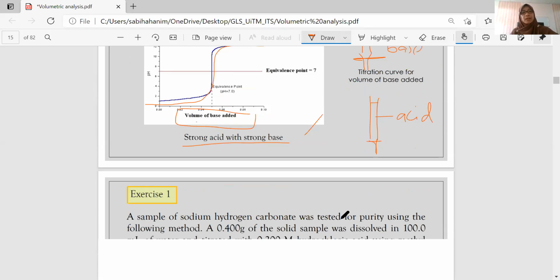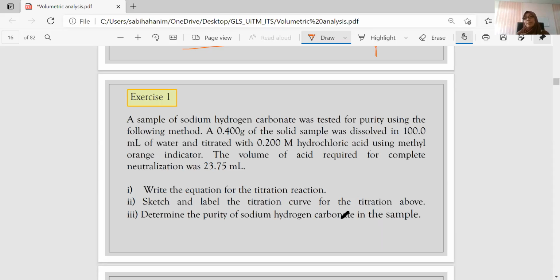This is one example. So we try to look at the application, why we want to study the acid-base titration. For example, if you want to test the purity of sodium hydrogen carbonate. A sample of sodium hydrogen carbonate was tested for purity using the following method. We have 0.400 gram of the solid sample, and then we dissolve the solid sample in 100 milliliters of water.